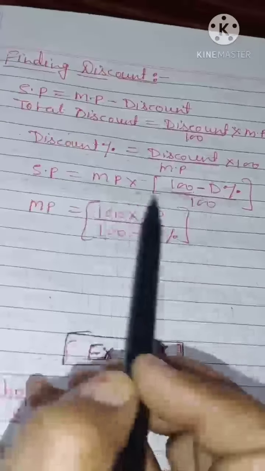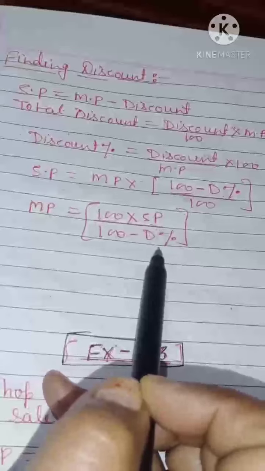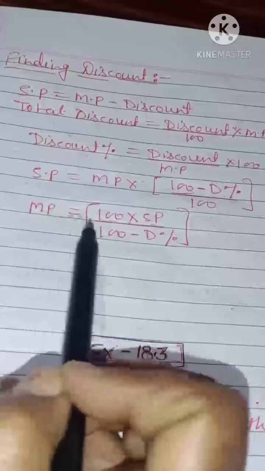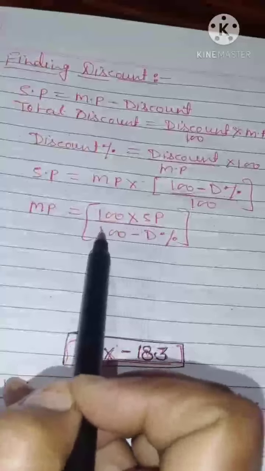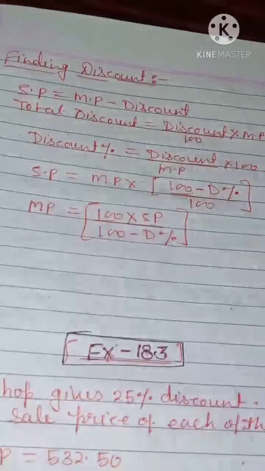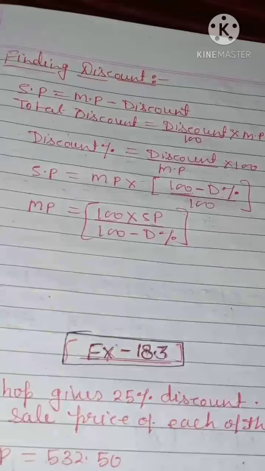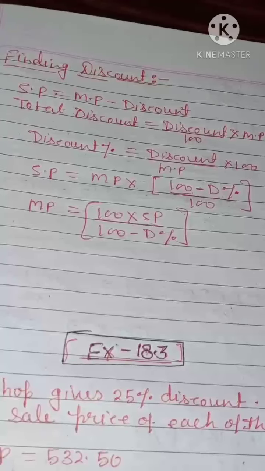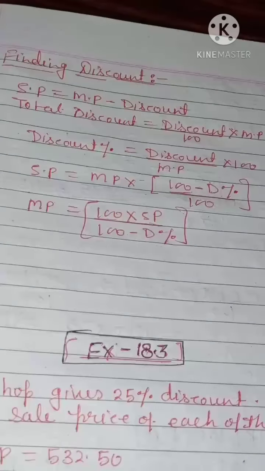And in the same way, if selling price and discount percent are given to us, at that time we can apply the formula: marked price is equal to 100 into selling price upon 100 minus discount percent. Okay beta, now today we are going to solve the questions of exercise 18.3. In that exercise, in some questions we have to find selling price, in some we have to find marked price, and I am going to show you how you will solve your problem.